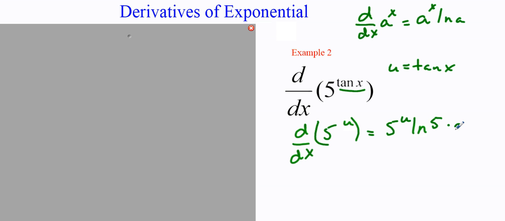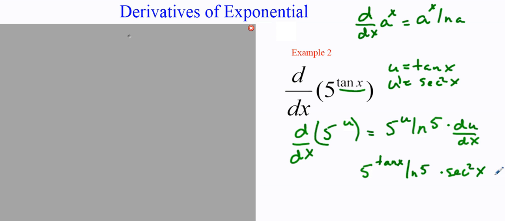Times now the derivative of u with respect to x. That's the chain rule. Well, the derivative of tangent, we should know, is secant squared of x. So the derivative of u is secant squared of x, and we're going to plug that in. So I'm going to write this out and finish it up. 5 to the u, well, u is tangent of x, natural log of 5, and the derivative of u is secant squared of x. Right there, my friends, is our solution.